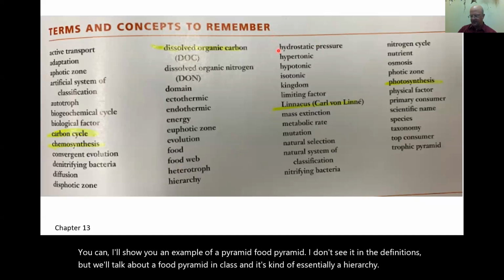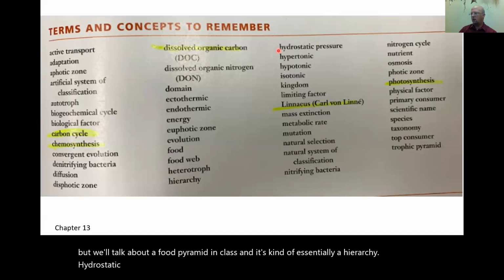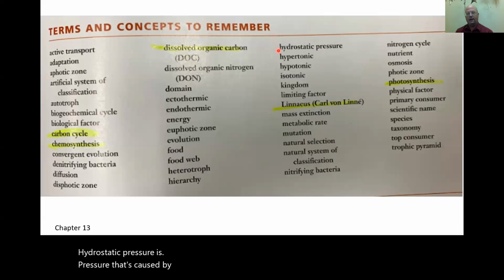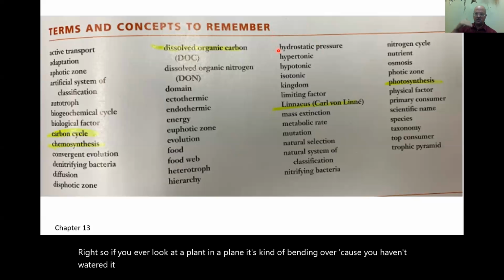Hydrostatic pressure is pressure that's caused by water. So for example, in cells, you have water in the cells. So if you ever look at a plant and a plant's bending over because you haven't watered it recently, what's happened is it's lost a lot of its hydrostatic pressure.